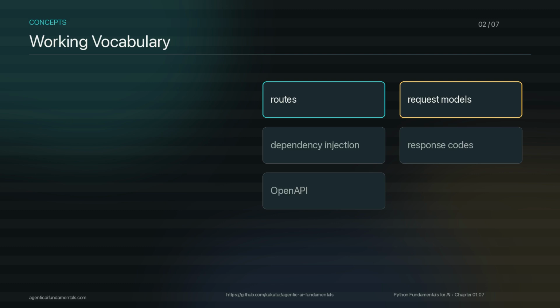A route maps an HTTP request to code. A request model validates the body. Dependency injection supplies collaborators. Response codes tell the client what happened. OpenAPI documents the contract clients can inspect.